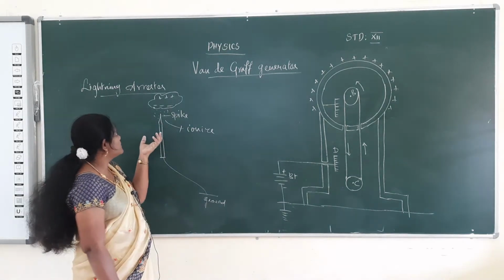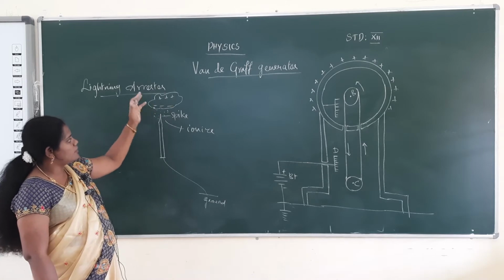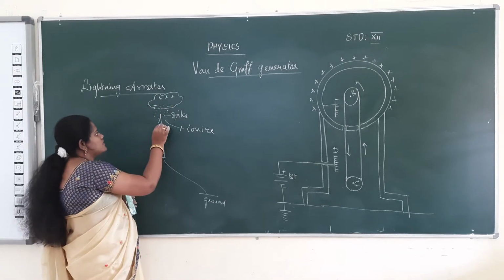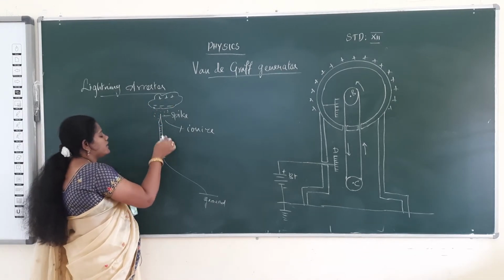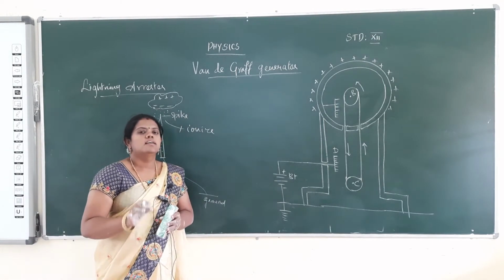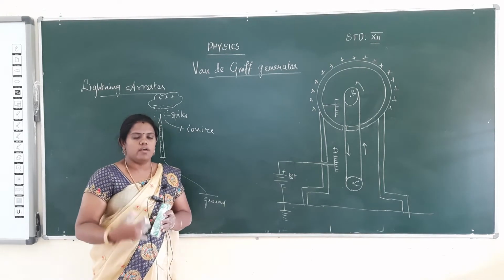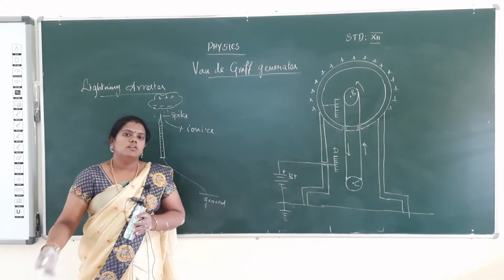There the positive ions will neutralize the negative charges in the cloud. Negative charges will leak to the rod, and definitely they will go on to the ground. So the lightning arrestor just lets the lightning pass through its way to the ground, not only arrest the lightning.